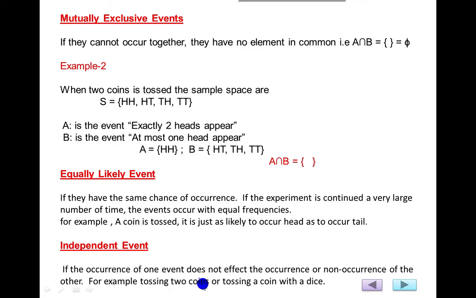For example, tossing two coins. If the first time head appears, the second time maybe head. First time head, second is also independent, maybe tail. First time maybe tail, second time head. First time maybe tail, second time also maybe tail. So both are independent. Same as if you're tossing a coin with a dice.